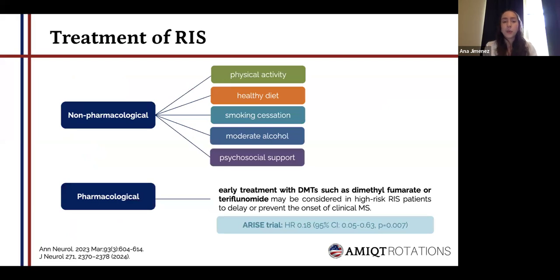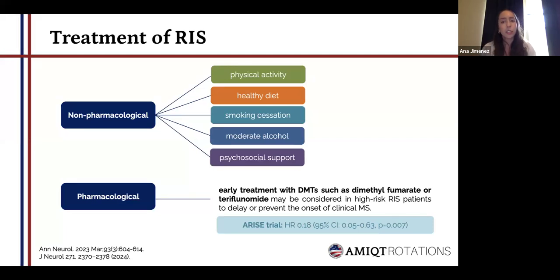The treatment of patients with radiologically isolated syndrome has a pillar of non-pharmacological treatment, which is mostly all the things that you can do to maintain brain health. So physical activity, having a healthy diet, mostly the Mediterranean diet, smoking cessation and moderate alcohol consumption, and psychosocial support, which means having an active social lifestyle and good mental health overall.